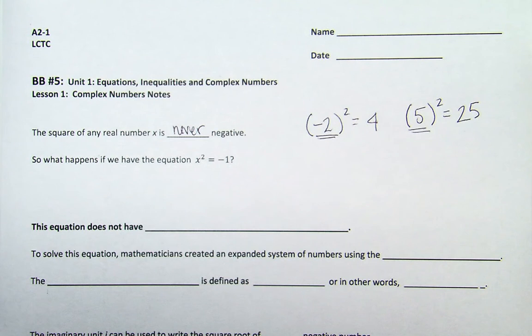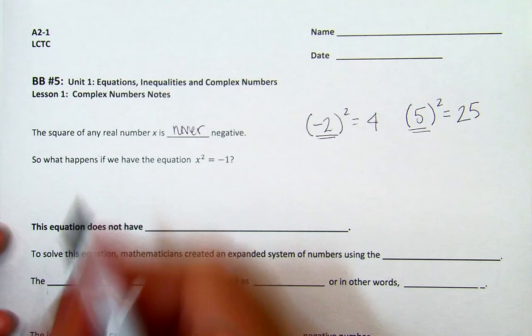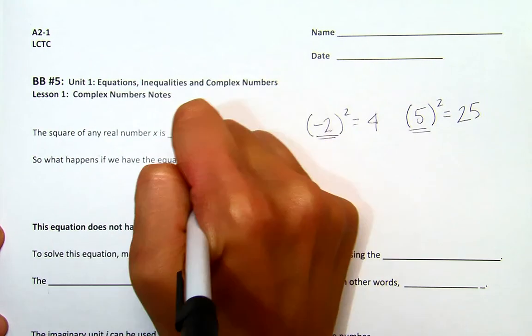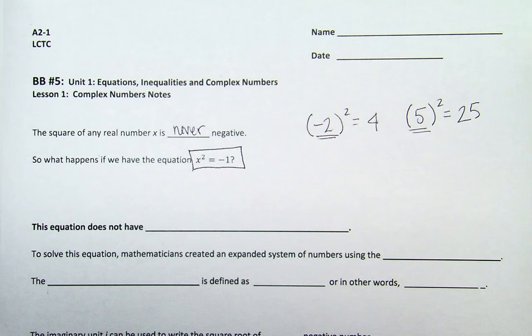So no matter what the number is that you're squaring, you will never get a negative number out for your answer. So what happens if we have the equation x squared is equal to negative 1? Let's say, for example, this is what we're looking at. Is it possible that if we square something, we are going to get a negative number out? And if it is, is it a real number?